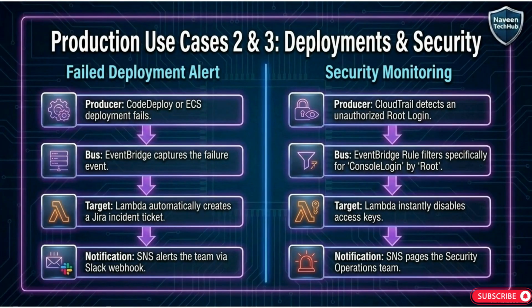CloudWatch and EventBridge are also useful for deployments and security monitoring. For failed deployments, CloudWatch can detect failure events. EventBridge can trigger Lambda to create an incident ticket. SNS or Slack can notify the DevOps team. For security monitoring, CloudWatch can collect logs, detect suspicious activity, and trigger alerts. For example, unauthorized root login attempts or security group changes can be routed through EventBridge. In real production environments, observability is not only for performance. It is also important for reliability, deployment safety, and security visibility.